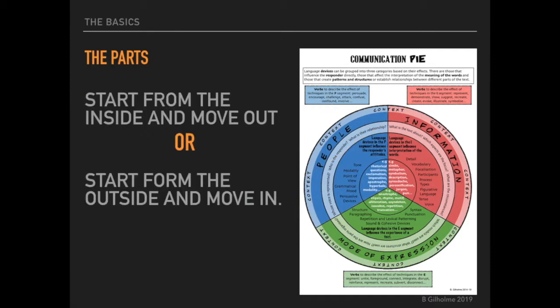The other thing to probably keep in mind is that you can move two ways when you're using the pie. If you've got a text that you're unfamiliar with, you can start from the inside and work your way out. So you can start from the actual language features and move your way out to the context. If, on the other hand, you know a fair bit about the context, you might move from the outside in to understand how that context is constructed through the language.